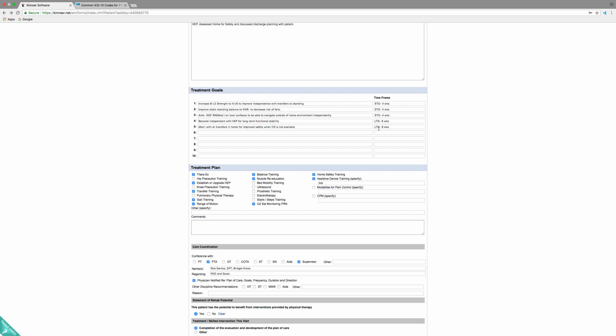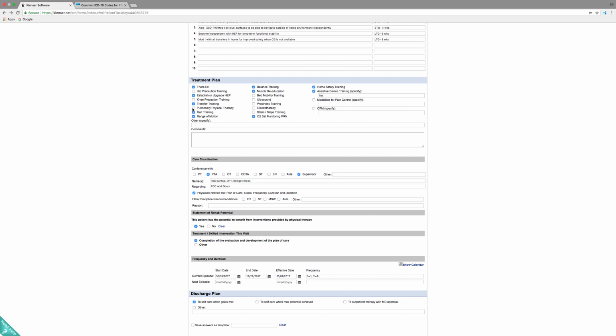And so LTG and STG are required, literally, that you can write it out, short-term goal or long-term goal, or you can use the abbreviation, but it needs to literally be just like this in the time frames. Looking at another goal here, become independent with home exercise program, and then you ask why. Well, the why is for long-term functional stability. So here's the goal and why, okay? And so that wraps up treatment goal section.